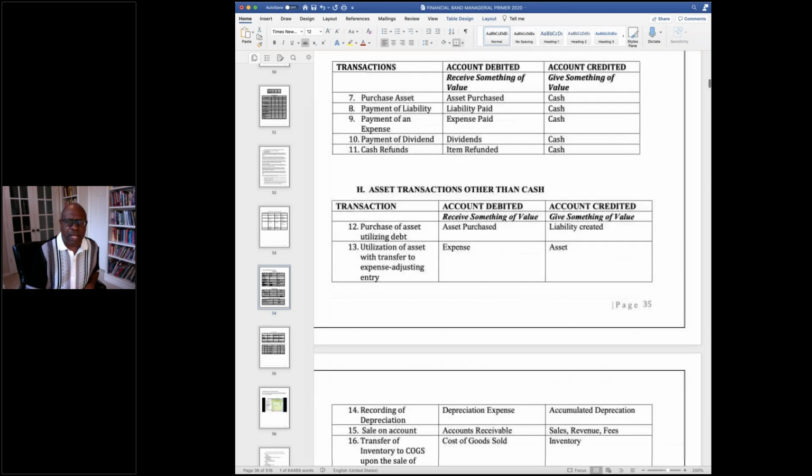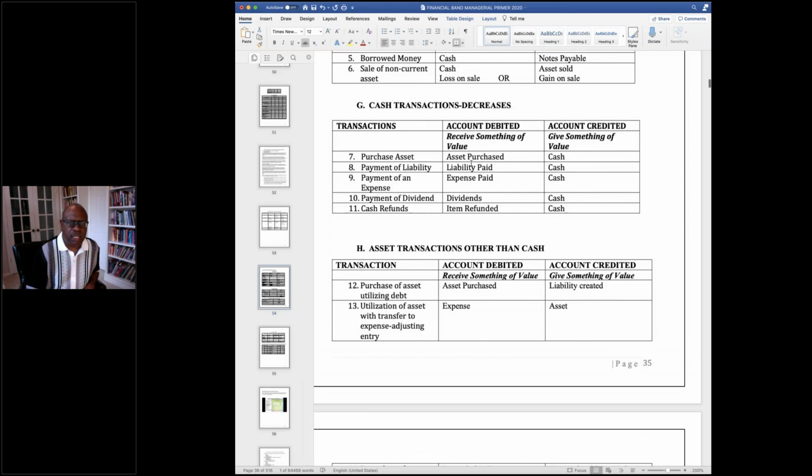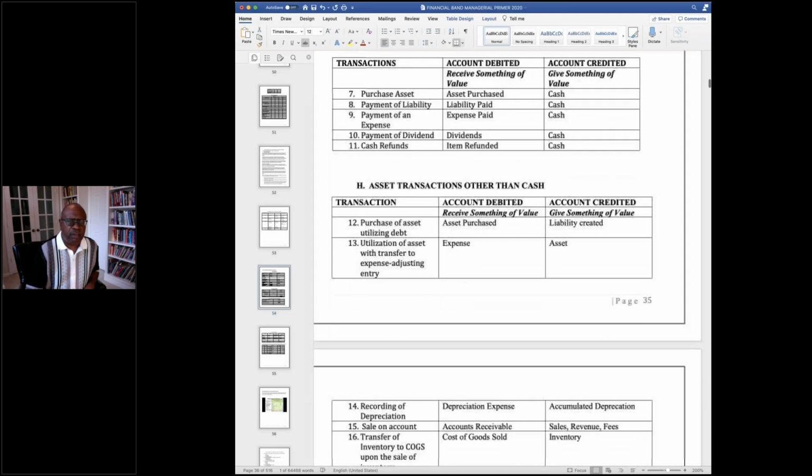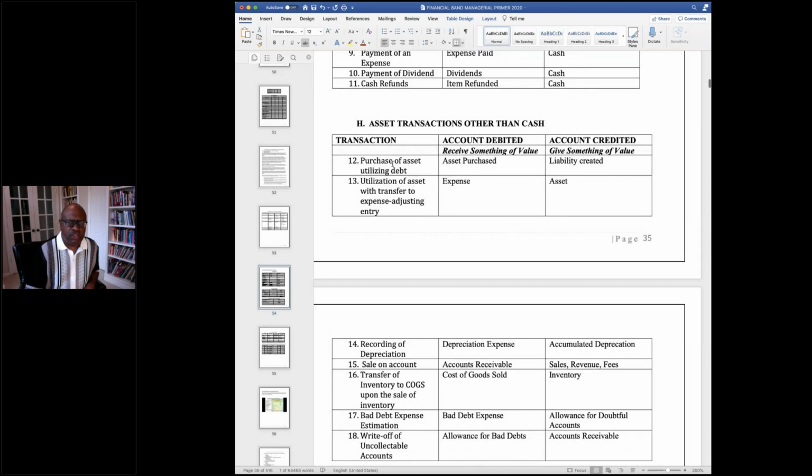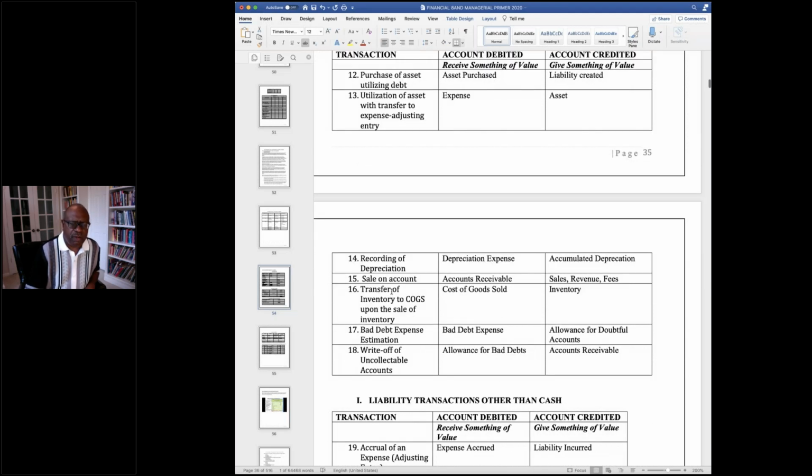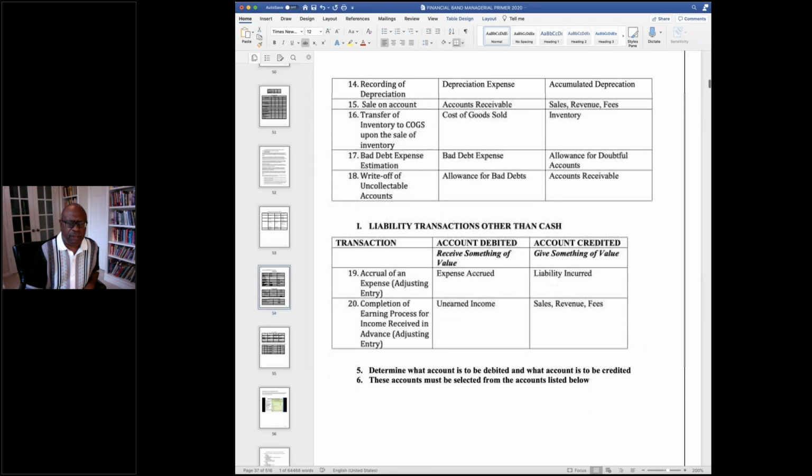When cash goes out, we credit cash, and we simply determine what type of transaction it is and make a determination of what's going to be debited. And then we only looked at journal entry 12, which is non-cash purchase of assets utilizing debt, and journal entry 15, sales on account.